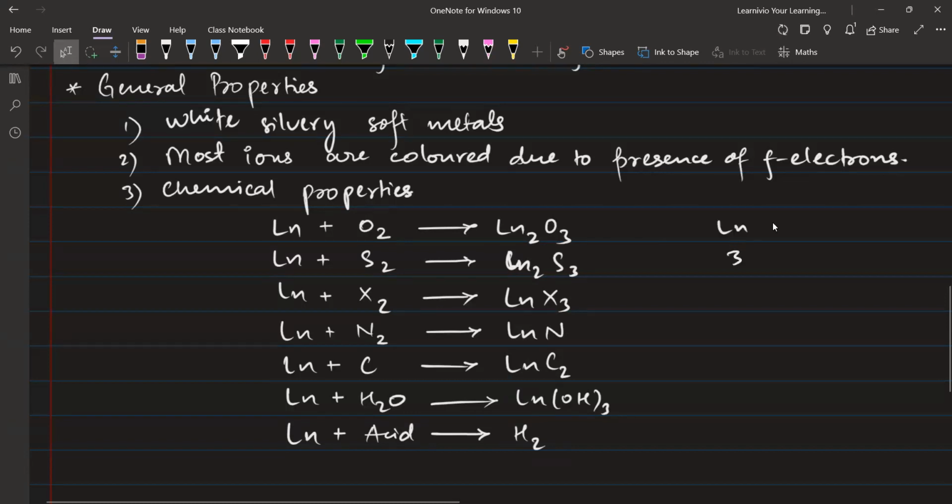Ln has the +3 oxidation state. Valency of oxygen is 2, simply make the compound Ln2O3. Ln has 3, nitrogen has valency of 3, 3 is to 3 will be 1, so it will be LnN. Okay, copy this down.